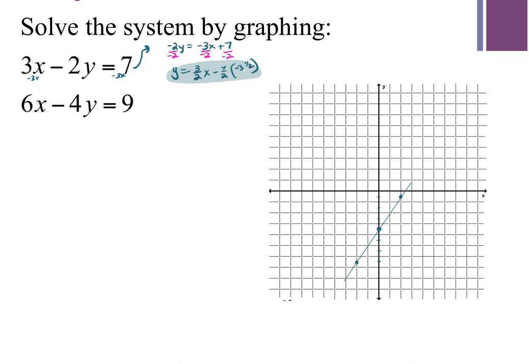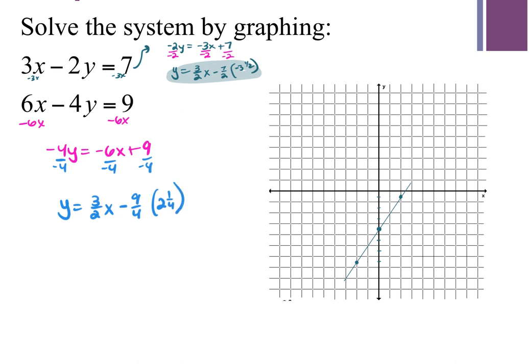Then I go to the next one. I'm going to now solve that one for y. So I subtract the 6x. Negative 4y equals negative 6x plus 9. Divide everything by negative 4. And I get y equals 3 halves x minus 9 over 4, which is 2 1/4. Well, negative 2 1/4 would be the b. Now I'm going to graph that one.